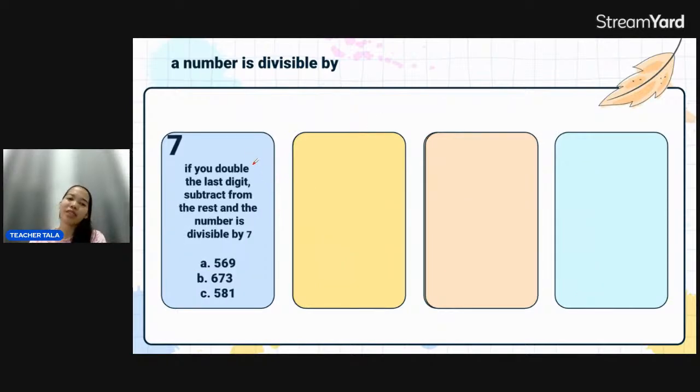Okay, now we have number 7. A number is divisible by 7 if you double the last digit, subtract it from the rest, and the difference is divisible by 7. Meaning, after you subtract, ano ba yung tawag sa answer ng multiplication?